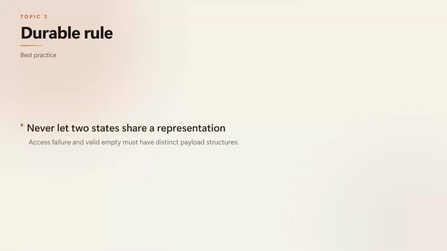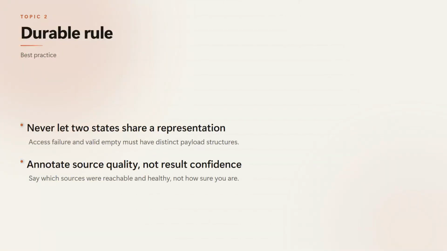The durable rule is, 2 different states must never share a representation. An access failure and a valid empty result are fundamentally different conditions that require different agent responses. Always include a flag for whether the query executed, and a reason when it did not. In synthesis, always annotate which findings are well supported and which are thin, and why. Reject the option of adding a confidence score to an empty result, because it is meaningless. The issue is not how confident you are in nothing, but whether the source was even asked.